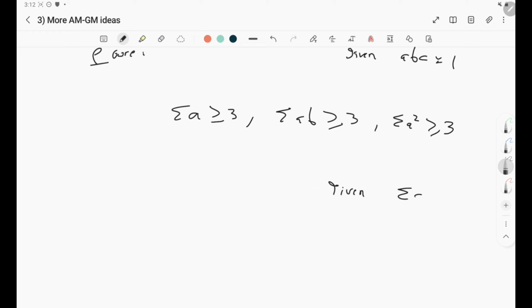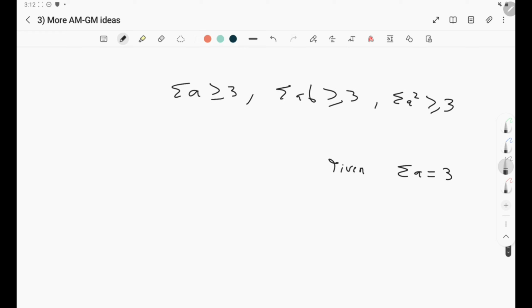Okay, similarly, if they told you sigma A is equal to 3, what does that mean? That means we know something about sigma A. That means we know that ABC is what? It's less than 1, right? Think about it just by AM-GM. Also, that means that sigma A squared is greater than what? Can you have a bound on sigma A squared and sigma AB? Think about it.